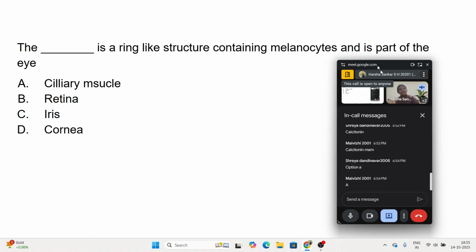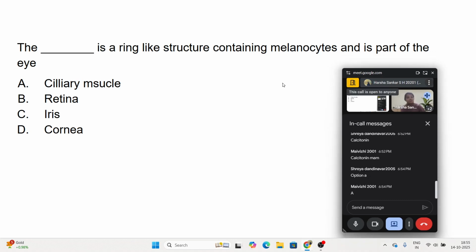Dash is a ring-like structure containing melanocytes and is part of the eye. Option A, ciliary muscle. Option B, retina. Option C, iris. Option D, cornea.